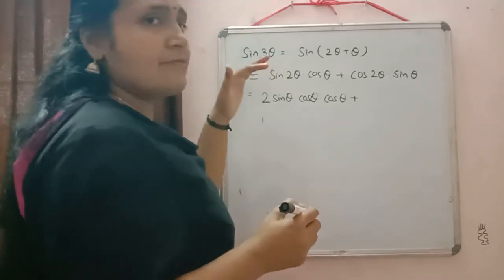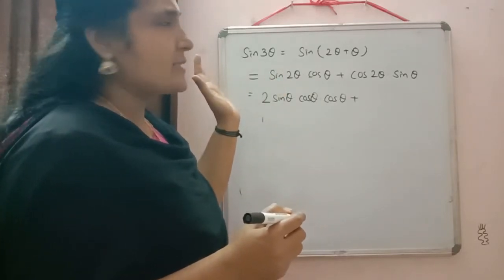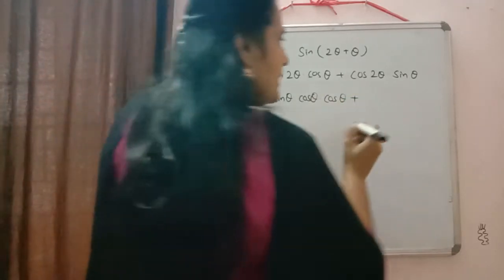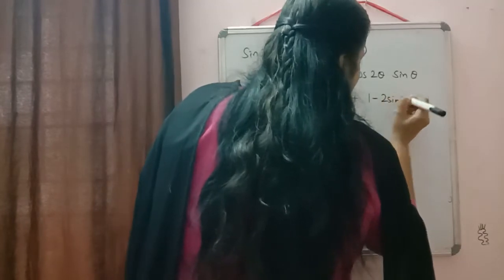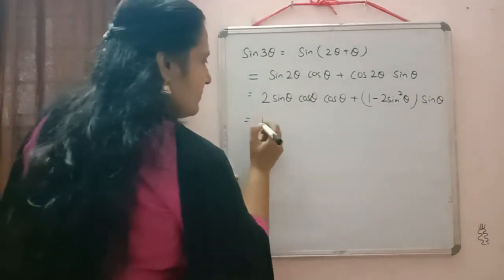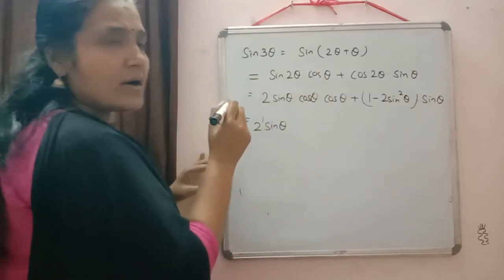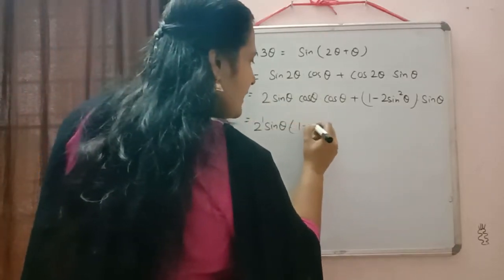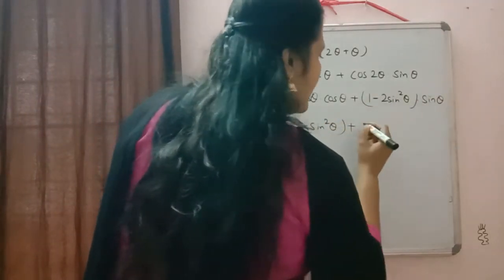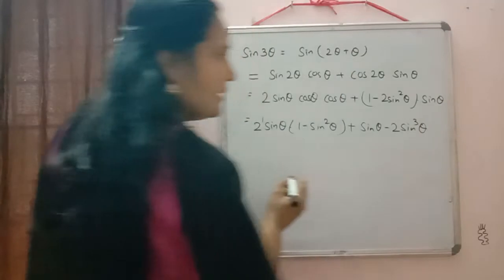Sin 3 theta, its formula is coming only in terms of sin, so we don't want any terms of cos here. So we will use that formula in which only sin is there, and that formula is 1 minus 2 sin square theta into sin theta. Now we can simplify it. 2 sin theta into cos theta is cos square theta, and cos square theta can be written as 1 minus sin square theta, plus, here we can multiply it by sin theta, then it will be equal to sin theta minus 2 sin cube theta.